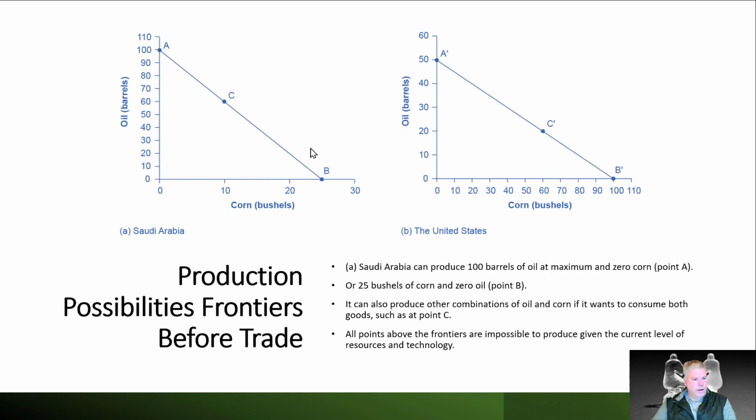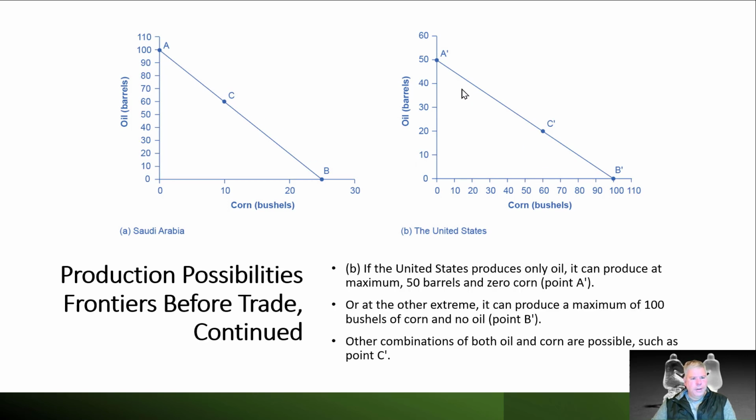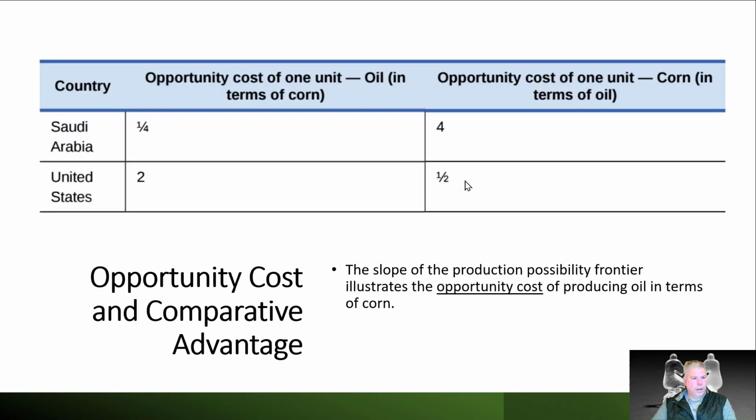On the US side, if the US produces only oil, it could produce 50 barrels of oil. Or if it produces only corn, it could produce zero oil and 100 bushels of corn. And then it could produce along the production possibility frontier, like here at C prime, where you can produce 60 bushels of corn and 20 barrels of oil. So in this particular case, you build a matrix where you see what the trade-off is in terms of a unit.